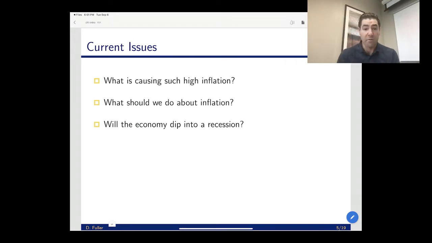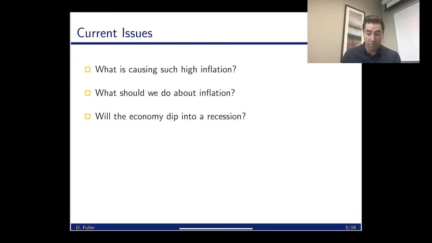There's also a lot of talk about whether the economy is in a recession. Is it going to dip into a recession? We'll understand what exactly a recession is. We're going to learn a lot about business cycles, what potentially causes them, and again, policy options to help us get out of a business cycle.